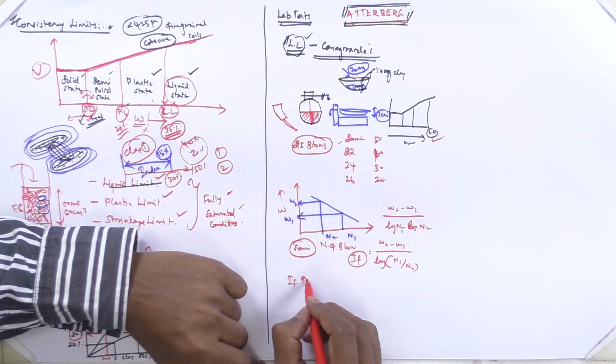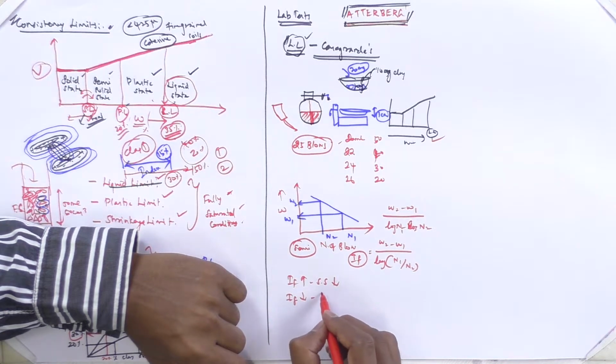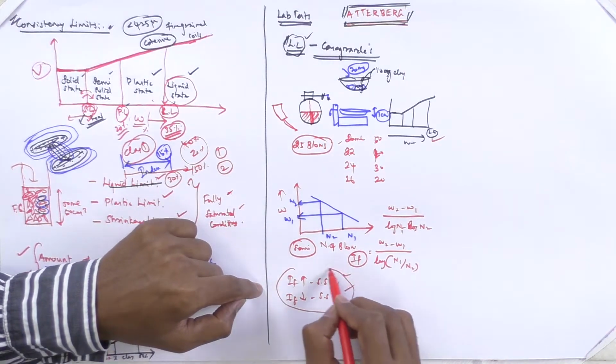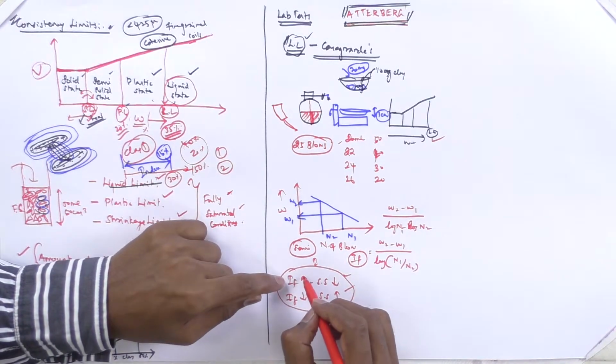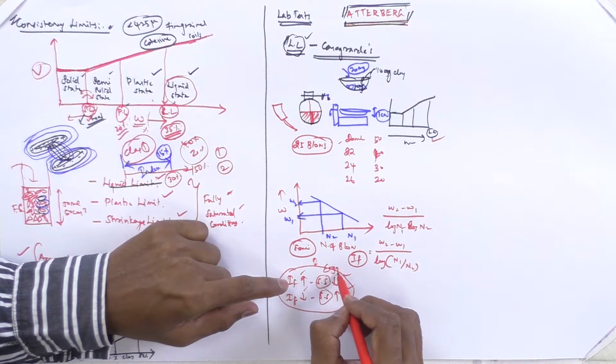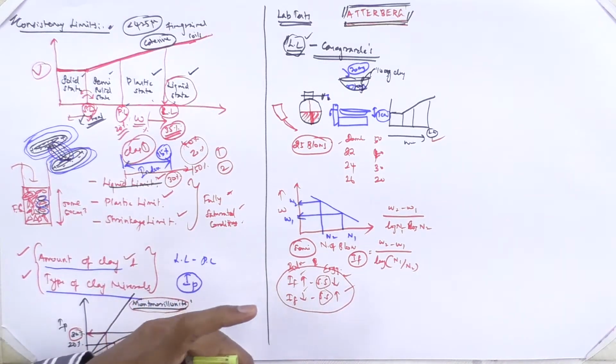When the flow index is higher, shear strength is lesser. When the flow index is lesser, shear strength is higher. As I have told, this is an index property. This index property indicates shear strength, which is nothing but an engineering property. So this is index property, and we'll talk about engineering property later.